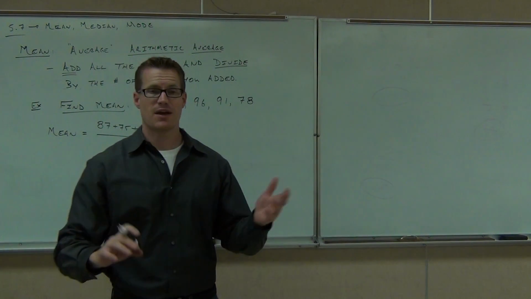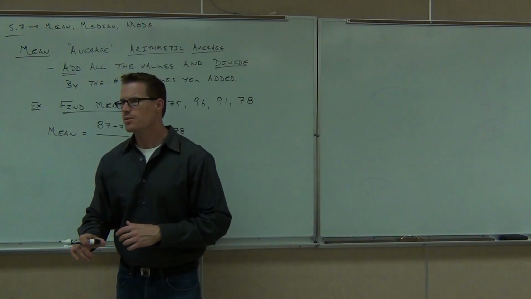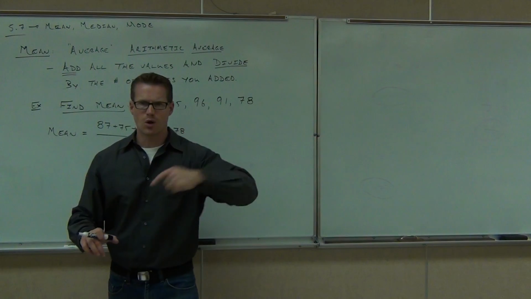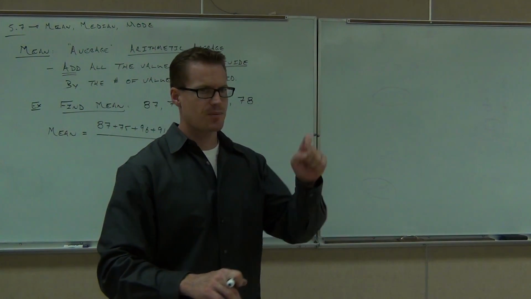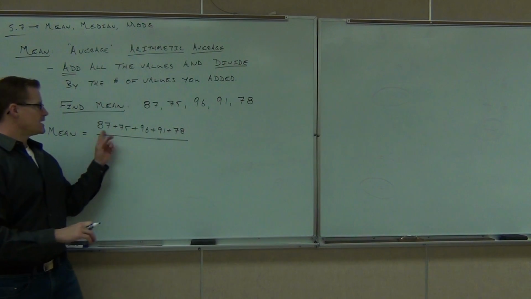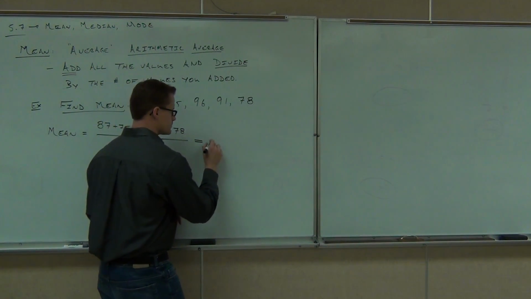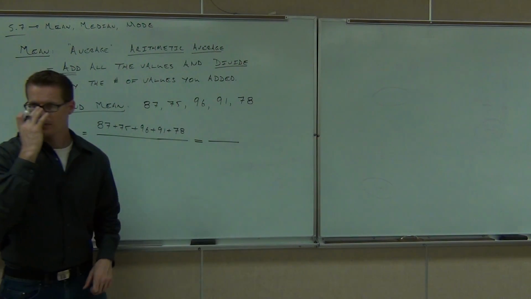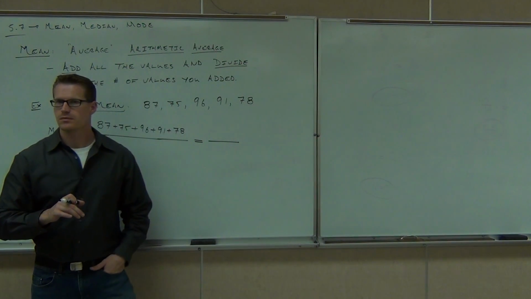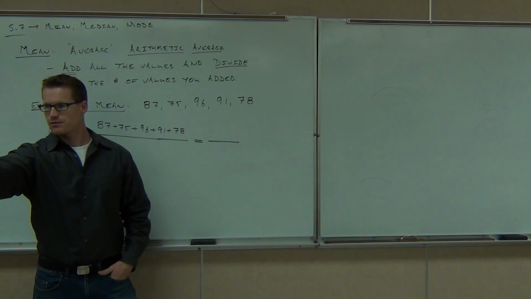So let's do that. If you have a calculator, take your calculator out. We're using calculators now. We definitely don't want to be doing all that stuff in our head. It takes too long. Those are big numbers. So add those up, punch it in real quick. See how much you get when you add 87, 75, 96, 91, and 78. 427? Yeah. 427.